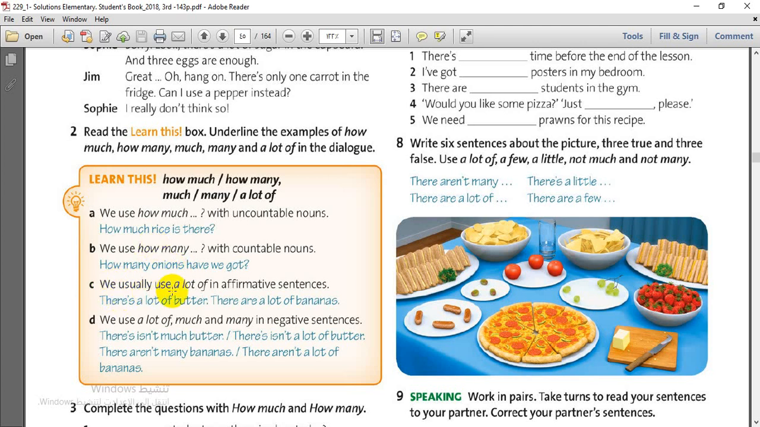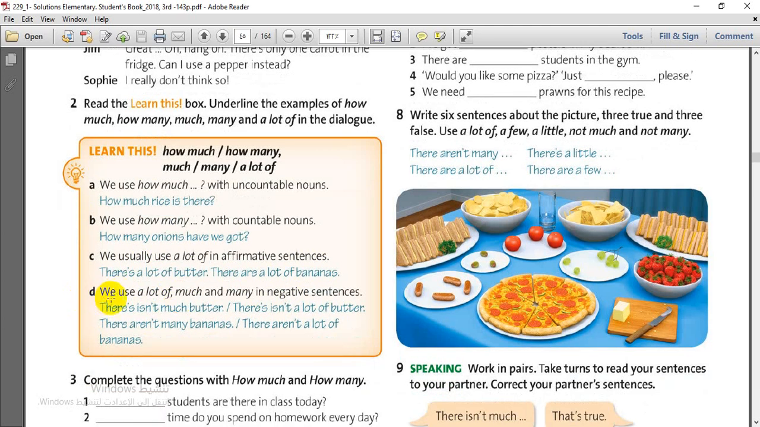Number C, we usually use a lot of in affirmative sentences. In affirmative sentences, في الجمل المثبتة ليست منفية. There is a lot of butter. There are a lot of bananas. Here we have affirmative sentences. We use a lot of.